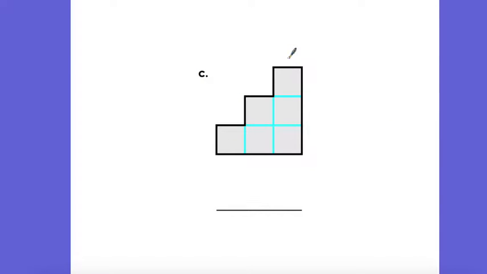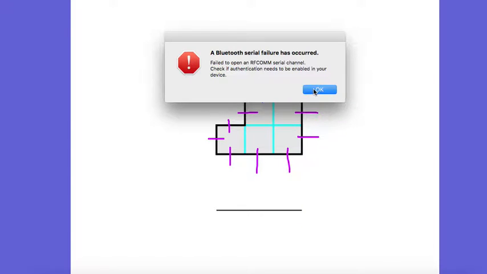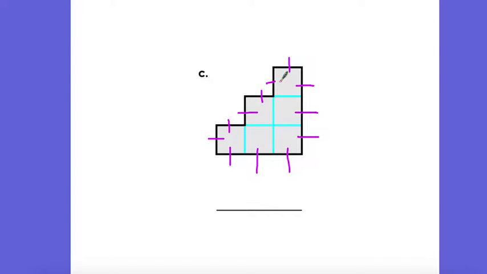Let's try this one. 1, 2, 3, up to 12. I'm going to change my color and do it again to make sure I didn't miscount. It's okay if you want to add it up more than once. I usually add it up twice before I put my final answer down. 1, 2, 3, up to 12. So my perimeter is 12.